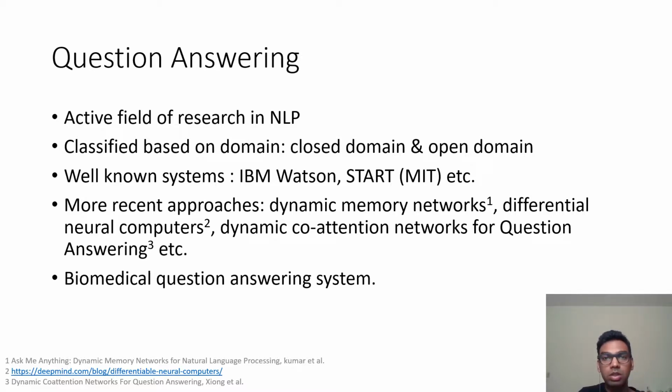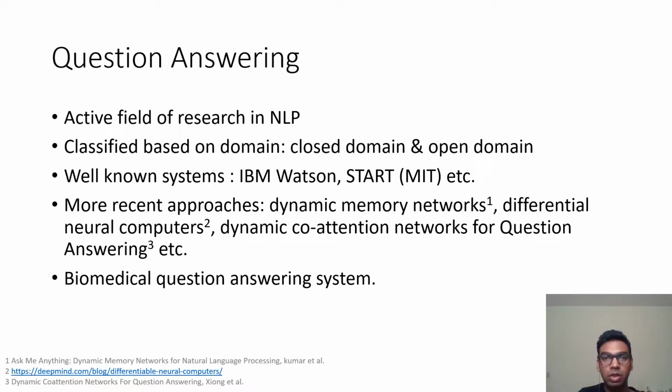IBM's Watson system is an open domain question answering system that won the TV show Jeopardy in 2011. The system worked by pipelining different components like question decomposition, hypothesis generation, hypothesis and evidence scoring, and answer generation. These different components work interlockingly with each other. A more recent approach using deep learning is dynamic memory networks. The system simulates episodic memory like humans using a recurrent network, and it can answer questions through basic transitive reasoning.